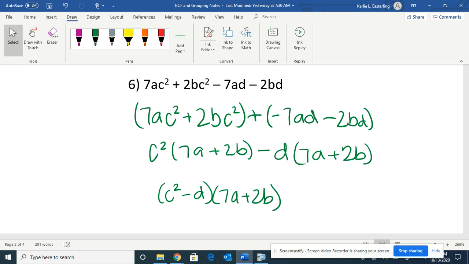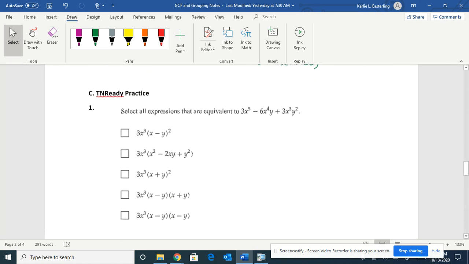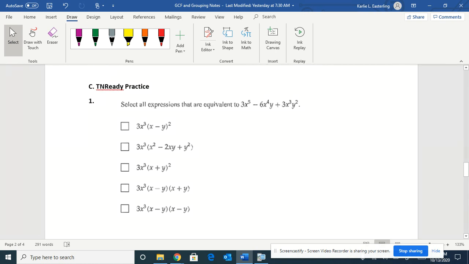It looks very complicated and scary, but again, it's the same thing. Just take it piece by piece. I also had some TN Ready practice problems down here, but all I'm going to do today with them is pull out the greatest common factor. We're going to come back and look at these later, but see if you can find the greatest common factor for number 1, and then when you come back, I'll write it.